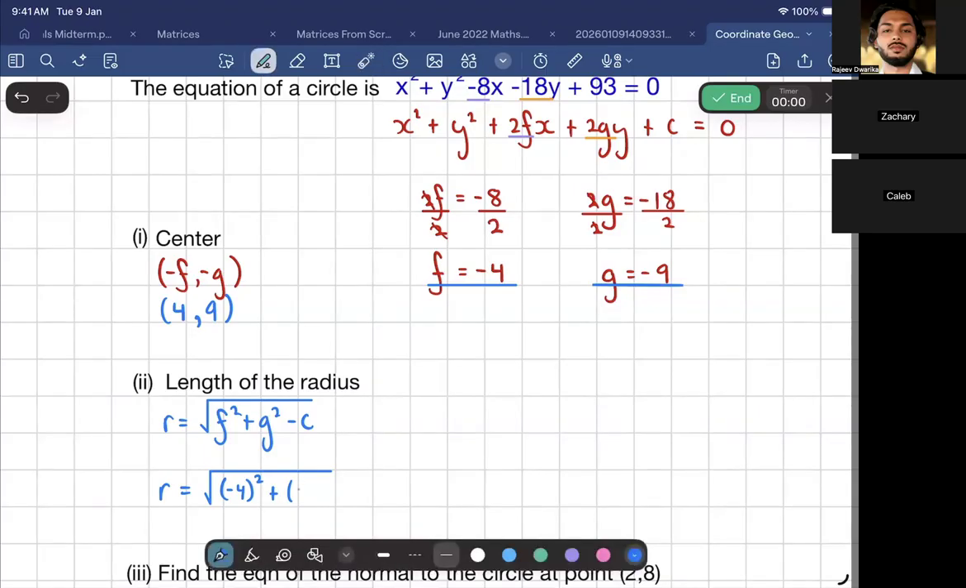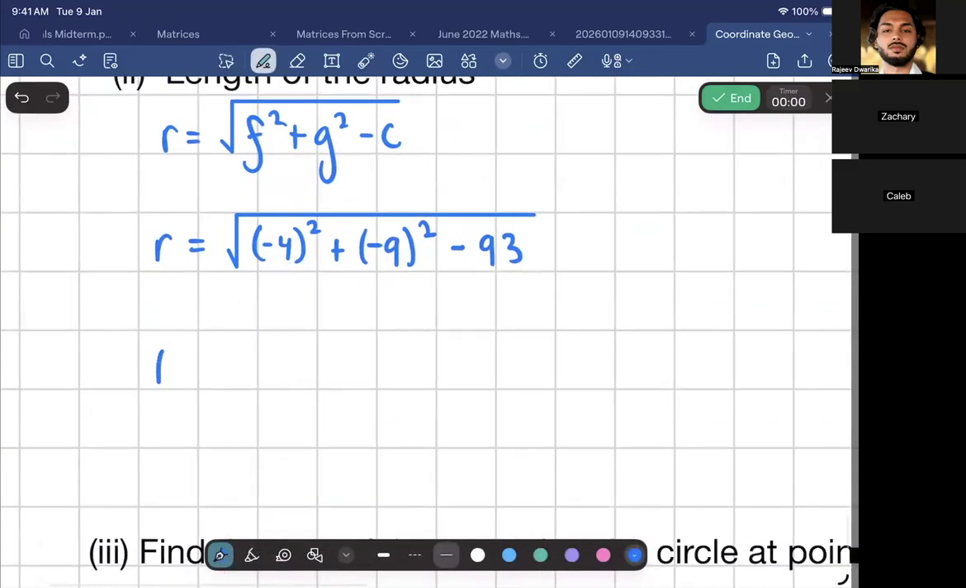And what is g? Minus 9 squared. What is c? Minus 93. So c is 93, so minus 93 we'll put here.